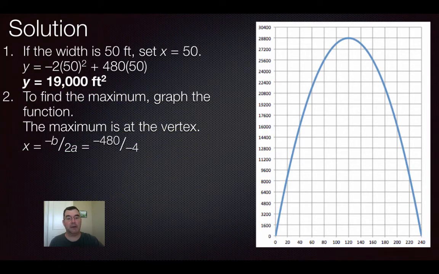Well, the equation is in standard form. To figure out the x-coordinate of the vertex, I'll use the formula x equals negative b over 2a, which is negative 480 over negative 4. That's going to be 120. So I know that the width of the maximum area is going to be 120.